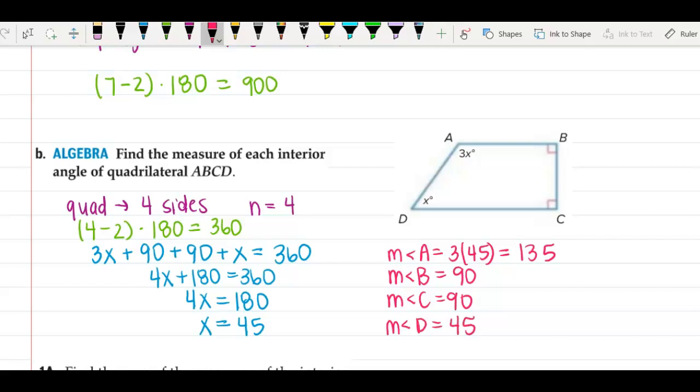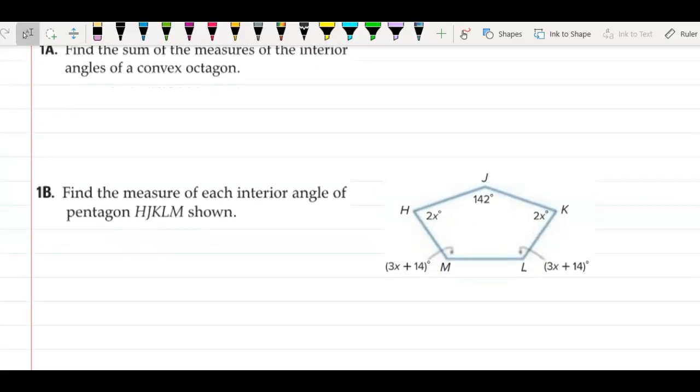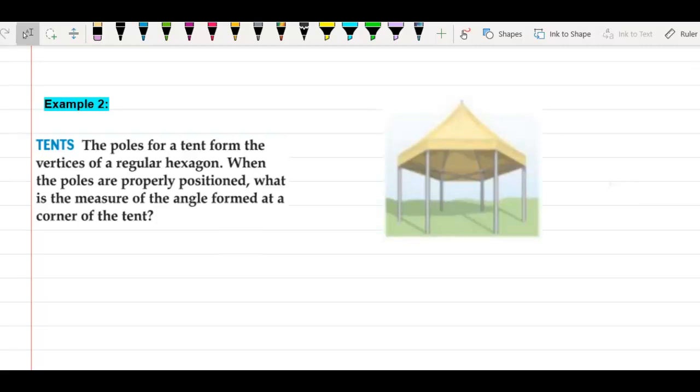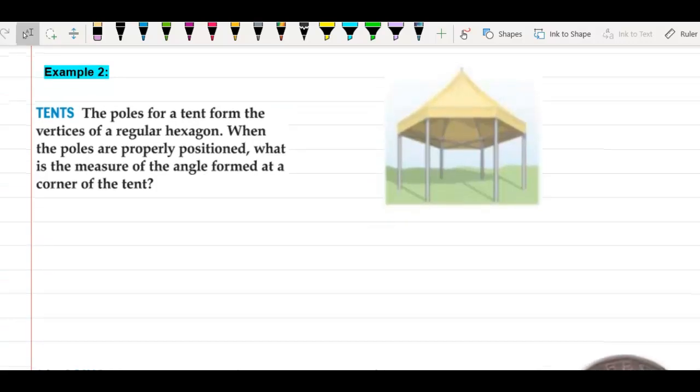And we could always check ourselves, right? Because if we know that they should all add up to 360, we could do 135 plus 90 plus 90 plus 45, see if we get back to 360, and we do. All right, so I'm going to skip the next couple just so we can make this video as concise as possible, just doing one instead of breaking it up into 2 10-minute videos.